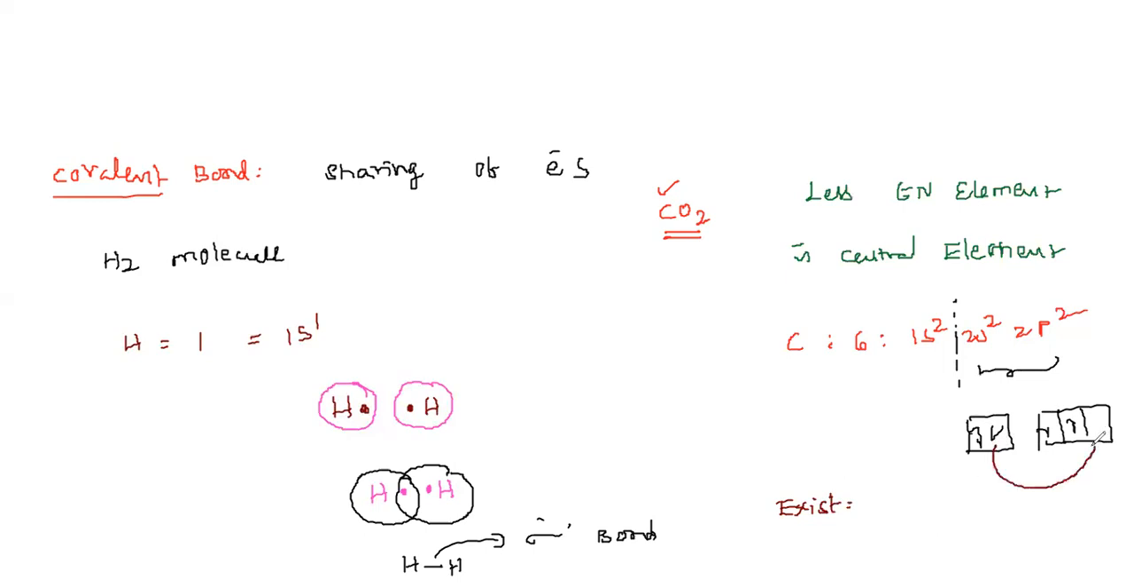In the excited state, this electron jumps here. Then 2s has only 1 electron, I'm very sorry, and the 2p orbitals have 1, 2, 3. So the total unpaired electrons are 4. Only unpaired electrons take part in bond formation. Here carbon has 4 unpaired electrons: 1, 2, 3, 4.